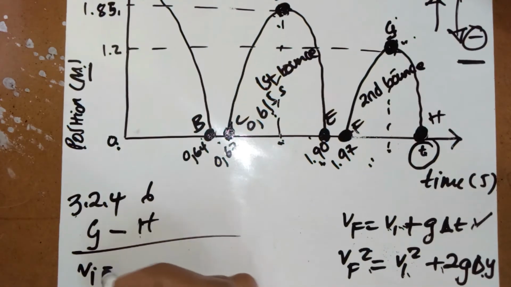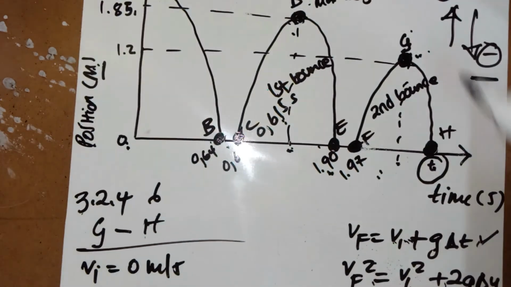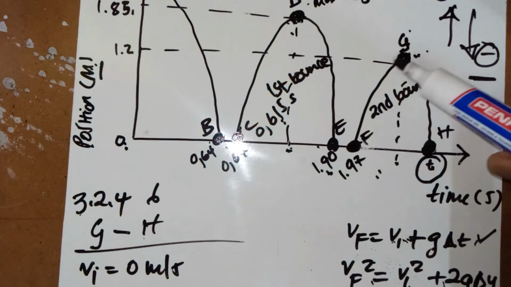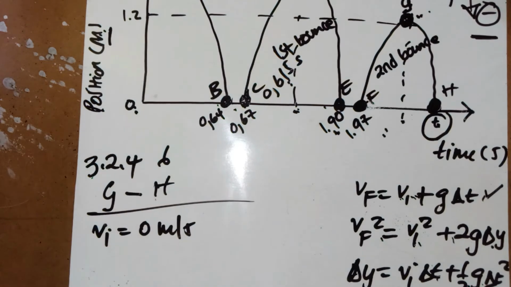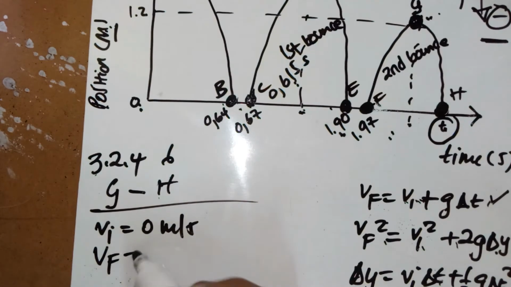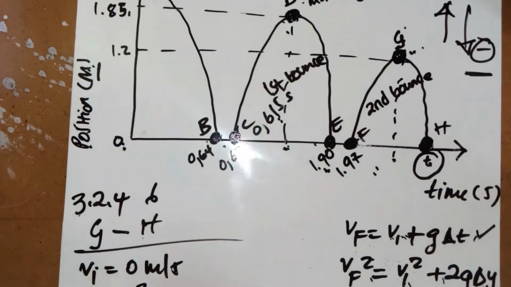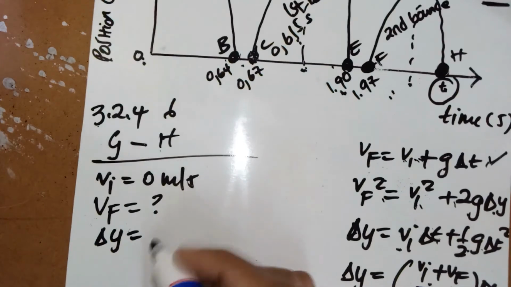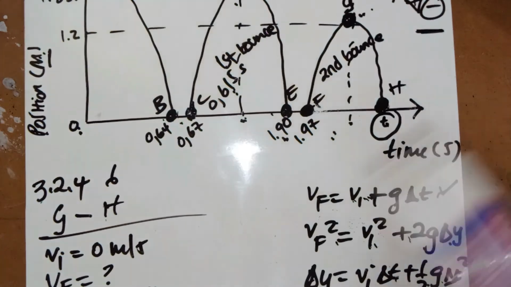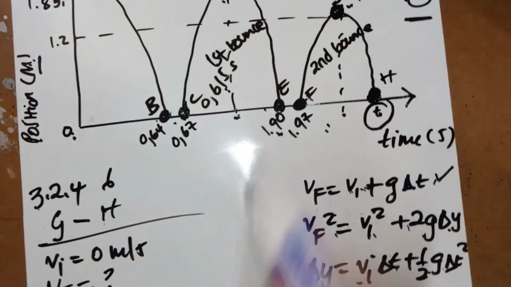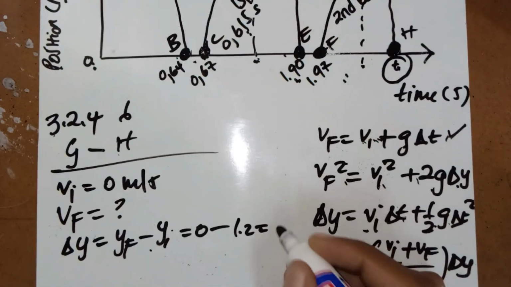Do we know the initial velocity? Yes, we do. It is 0 meters per second because the speed there at the maximum height is 0 meters per second. It's always 0 at the maximum height. Do we know the final velocity, the final speed? Nope, we don't know it. Do we know the change in y? The change, so that is the displacement, which is given by yf minus y initial. So the final yf would be 0 minus y initial. The maximum height was 1.2, so this is going to give us a value of negative 1.2.